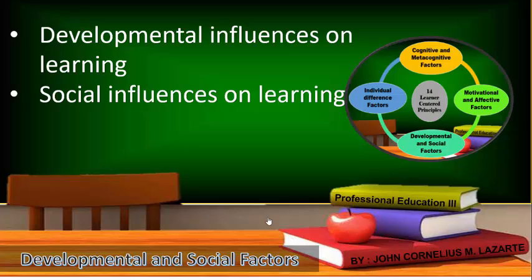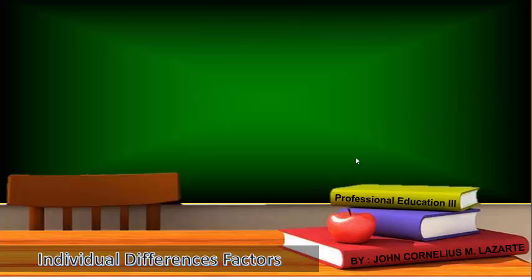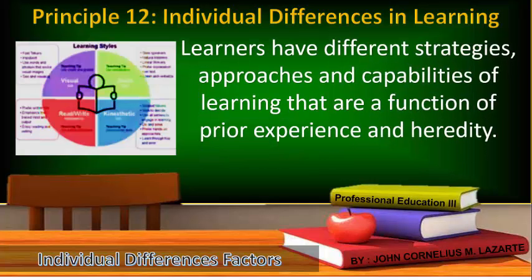So that is the developmental influence on learning, and the social influence on learning. So let's proceed to the individual difference factors. In individual difference factors, we have Principle 12, individual differences in learning, which says that learners have different strategies, approaches, and capabilities of learning that are a function of prior experience and heredity.